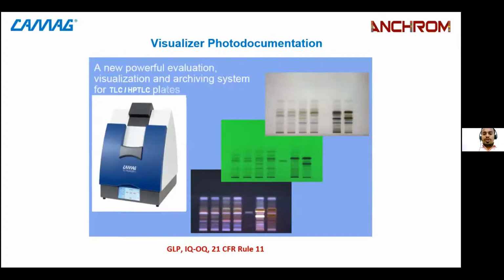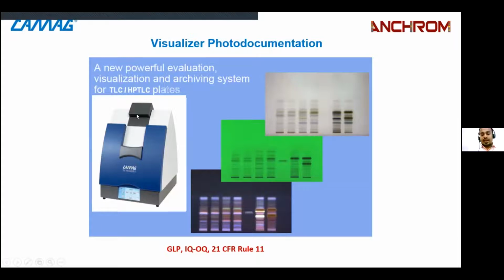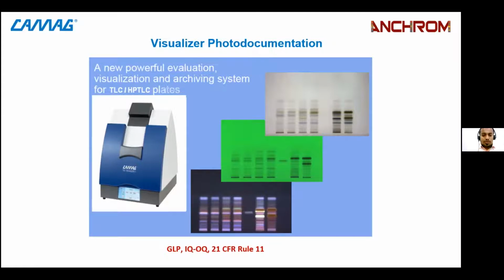Next is the photo documentation, that is Visualizer 2. Here you can see on the top you have this industrial grade camera which is capable of taking a high HDRI mode image. HDRI mode is required for fluorescence images. By using this visualizer, you can get good quality images in dark conditions, and you can capture the image in 254 and visible light.